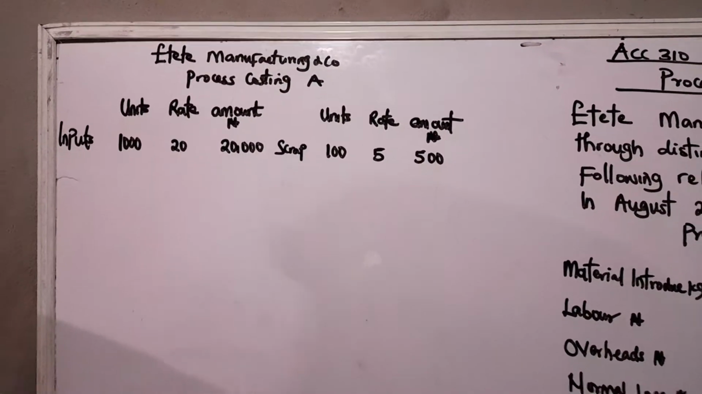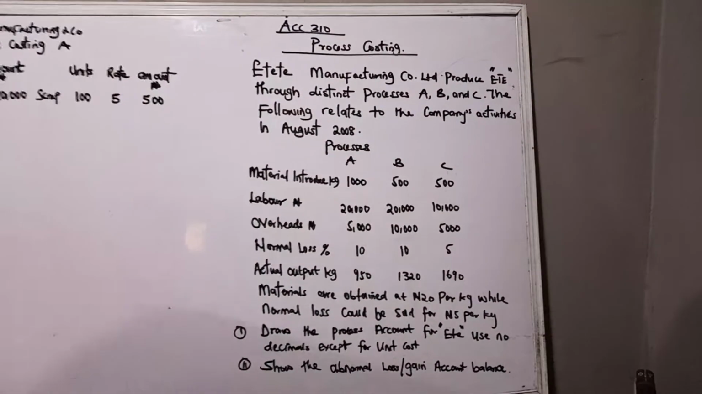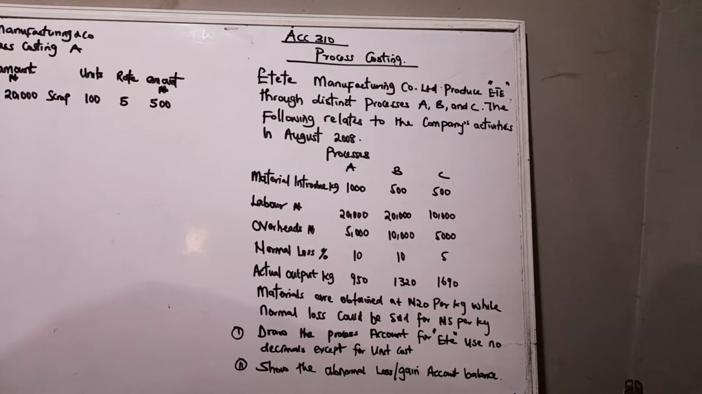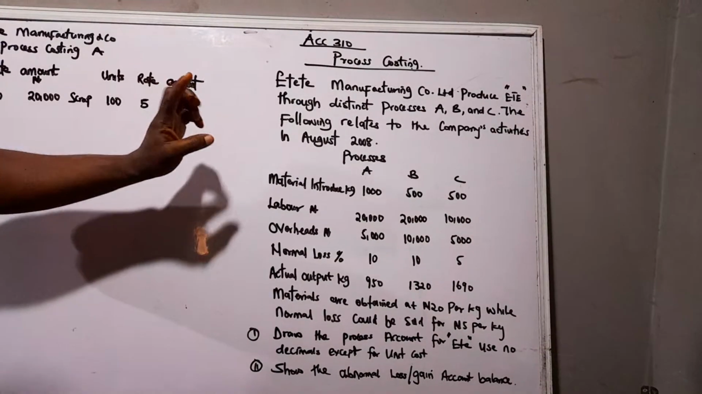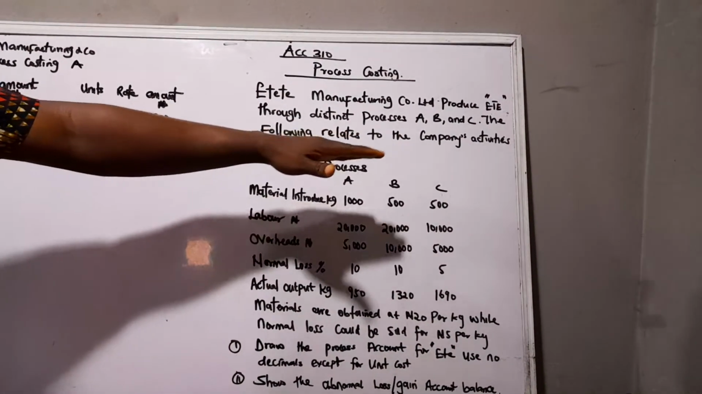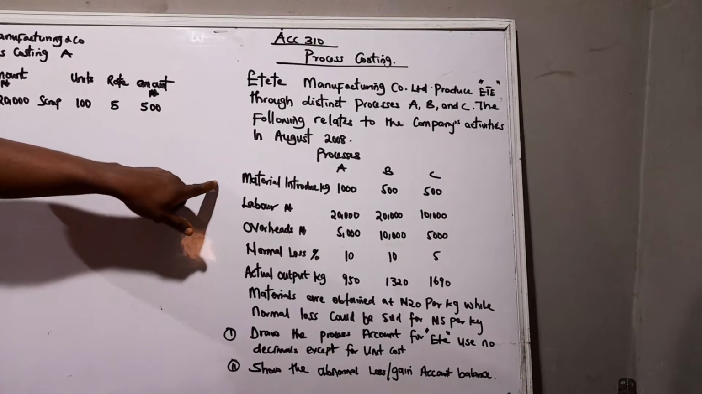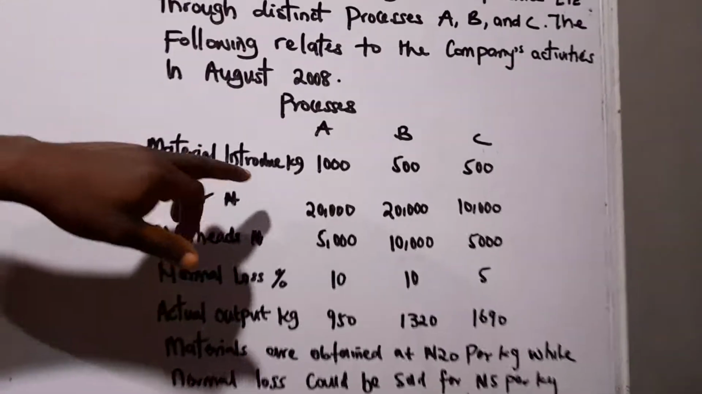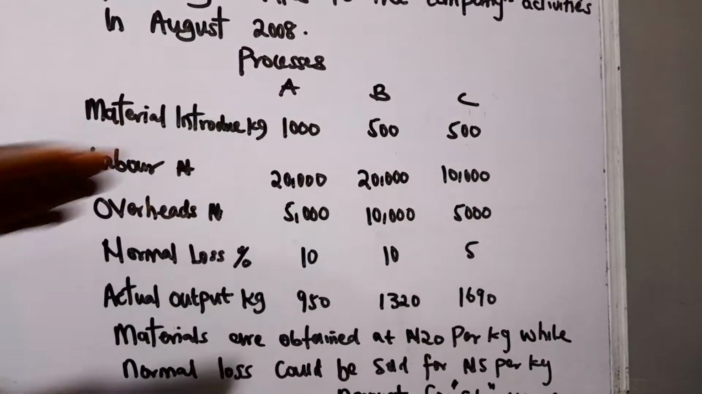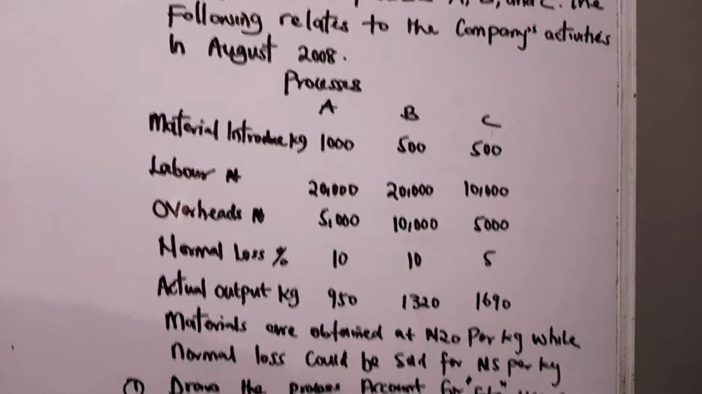Now, there's a question on the board. Etete Manufacturing Co. Limited produces a product called Ete through three processes, which are A, B, and C. They gave us information related to the company's activities in August 2008. Material introduced, this is the input: 1000 kg for A, 500 and 500 for B and C respectively.